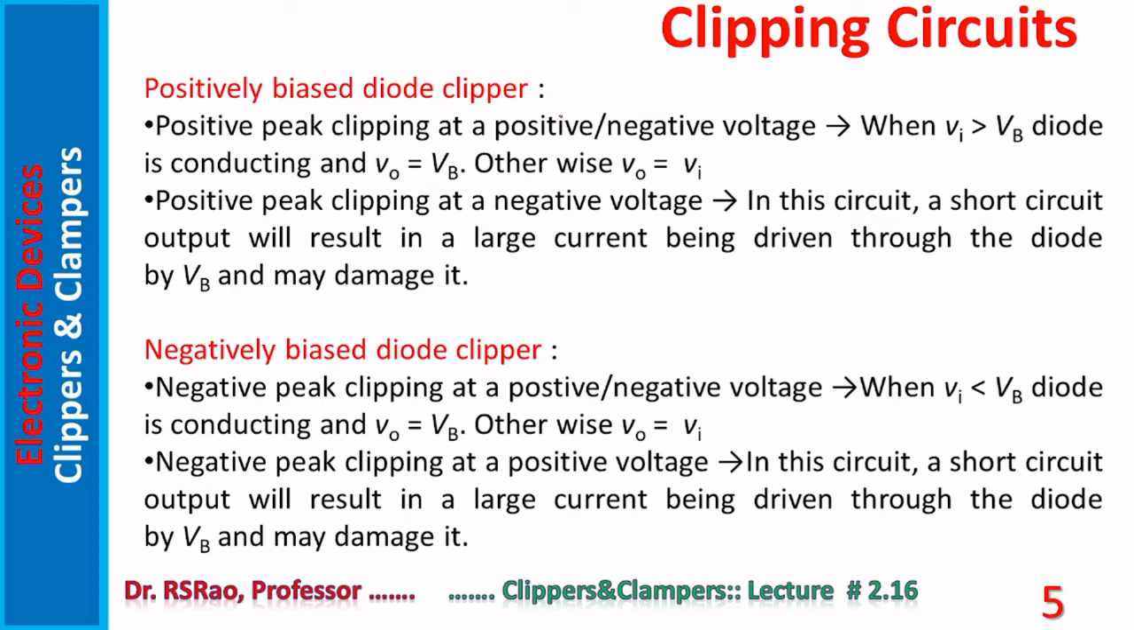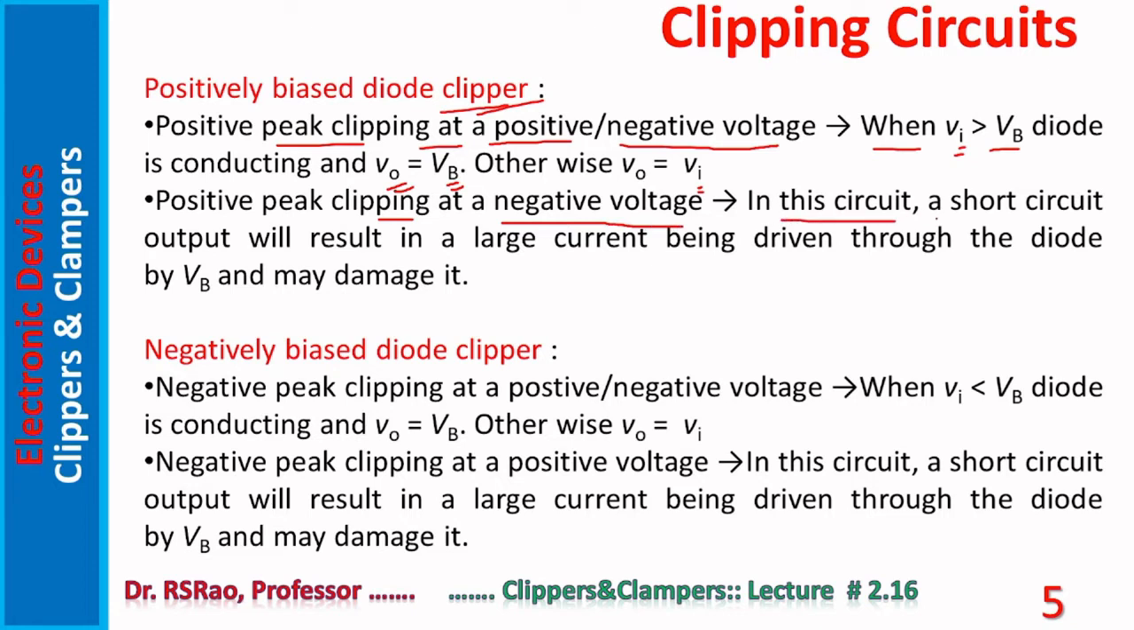Now, explanation. Positively biased diode clipper. Positive peak clipping at a positive or negative voltage happens in these circuits. When Vi is more than Vb, diode is conducting and V naught is Vb. When input voltage is more than Vb, diode starts conducting. When diode starts conducting, output voltage is same as Vb at one level. Otherwise, V naught is equal to Vi. Output voltage is equal to input voltage.